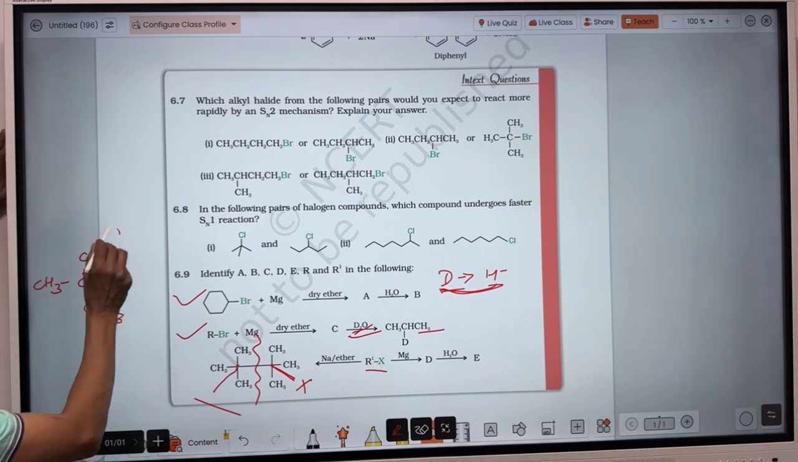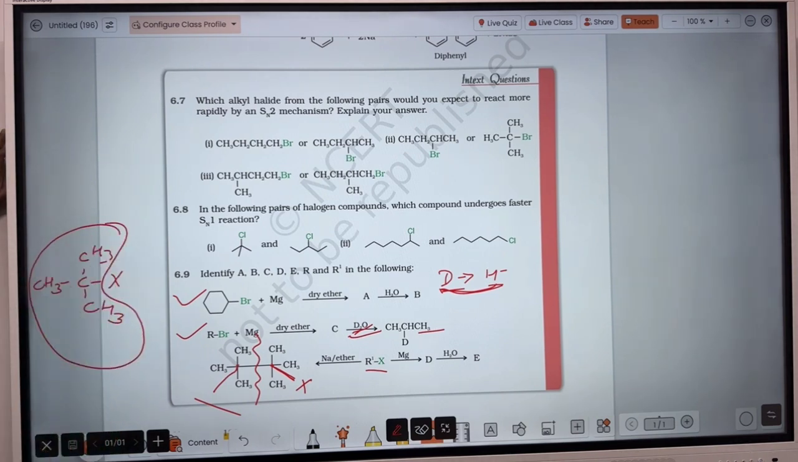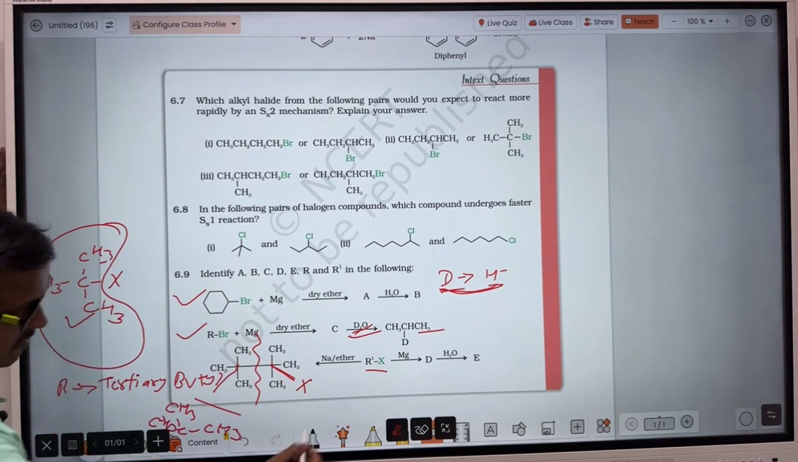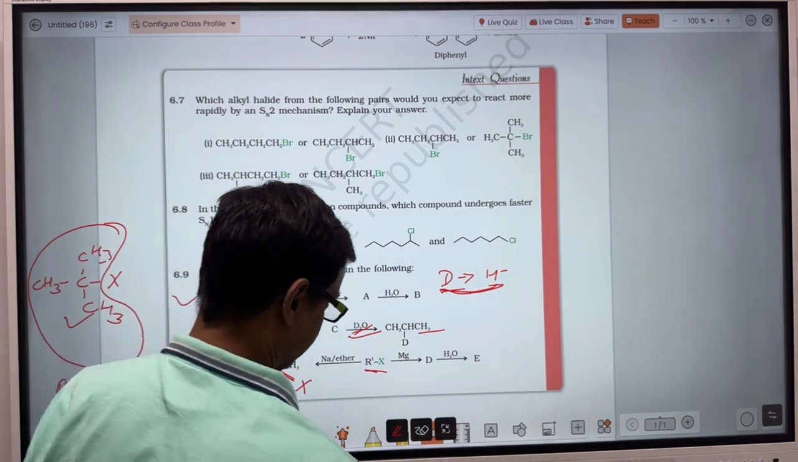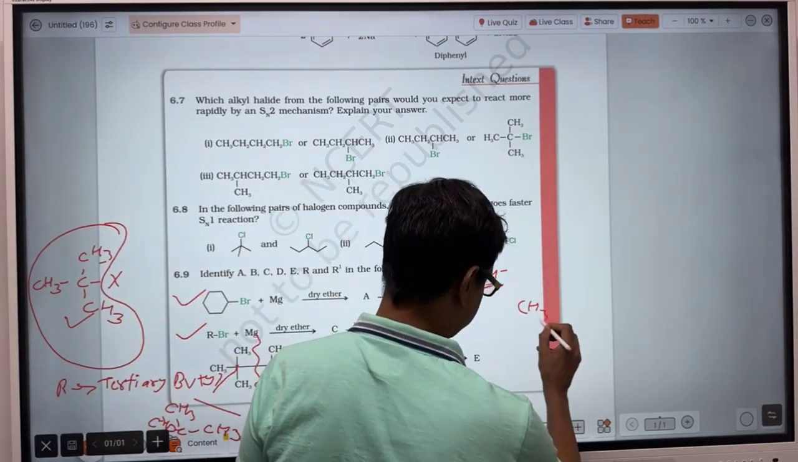So R is this one, that is tertiary butyl. R is tertiary butyl. That is the alkyl part. So this one here, and now magnesium will react. So the structure is like this.